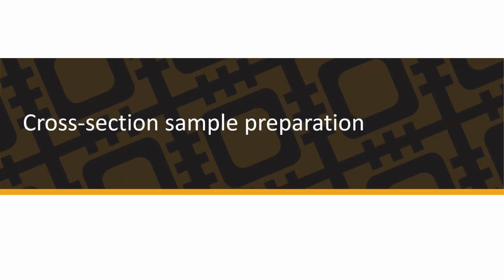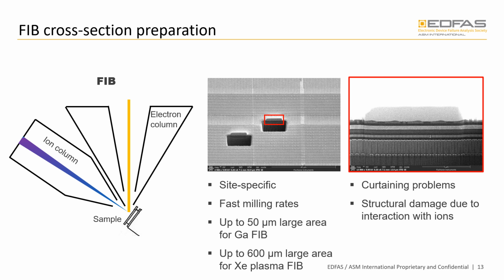Now let's move to the sample application examples, starting with cross-section sample preparation. FIB is a powerful tool that provides high-quality, site-specific results quickly. However, it has limitations: small sample areas, curtaining effects, and damage as previously discussed.